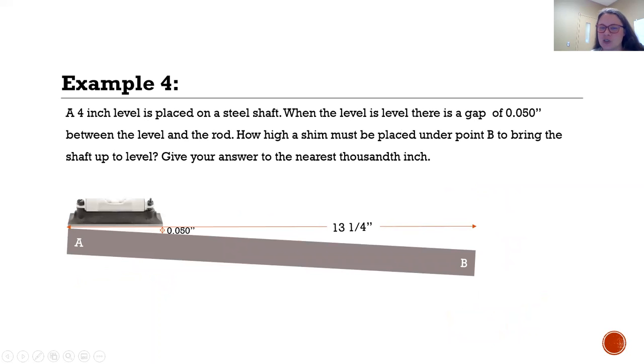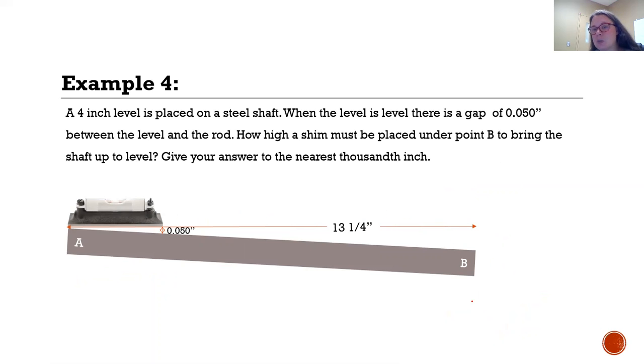Another type of question you could see is something like this one. A 4-inch level is placed on a steel shaft. When the level is level, sounds like a tongue twister, there is a 50 thousandths of an inch gap between the level and the rod. So I've got that drawn in here. This diagram's a little tight, so we have 50 thousandths of an inch space in here.